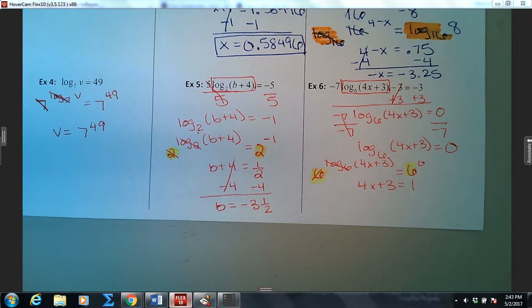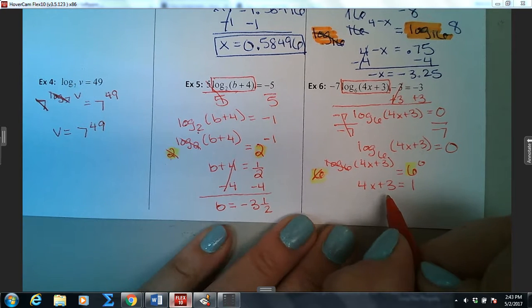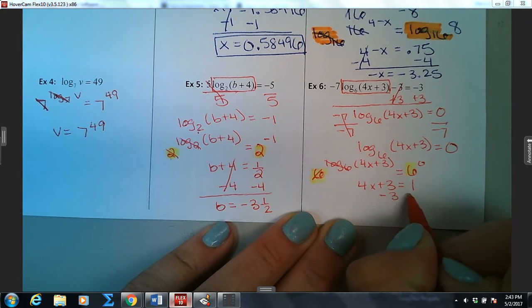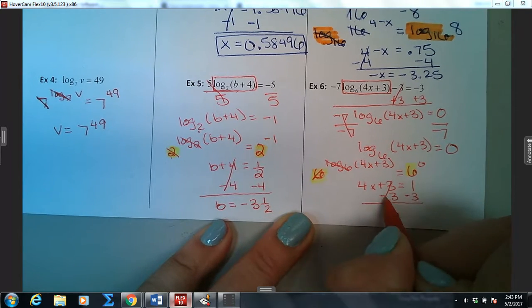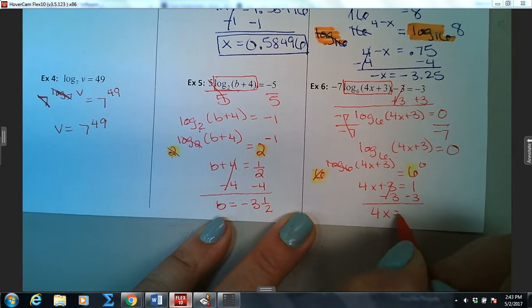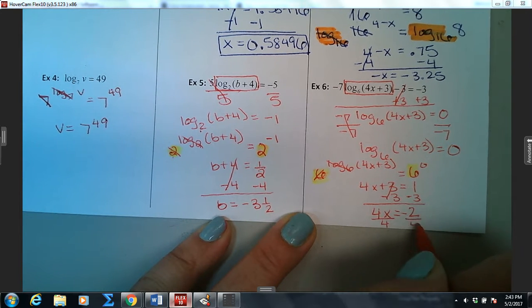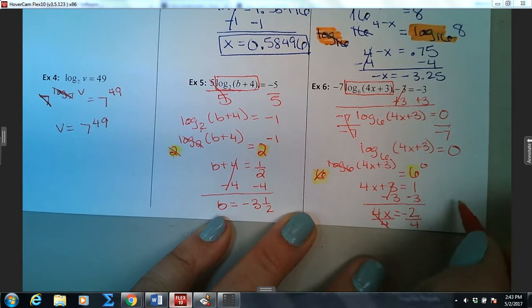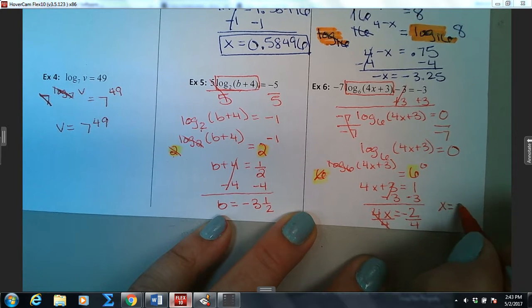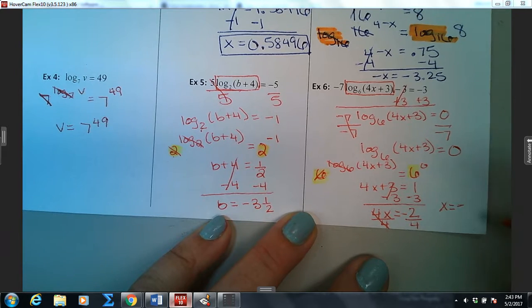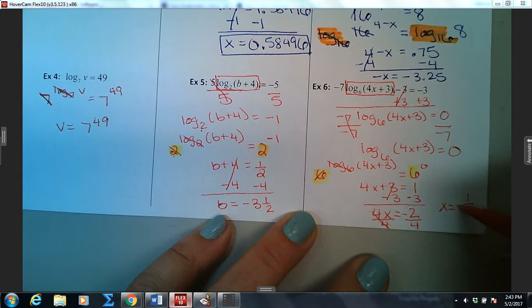And now we have a pretty simple linear equation to finish out. I need to get rid of the plus 3, use the inverse, so subtract. I've got 4x equals negative 2. To get rid of a 4 that's multiplying x, we would divide. So finally, x is equal to negative 2 over 4, which reduces to negative 1/2.